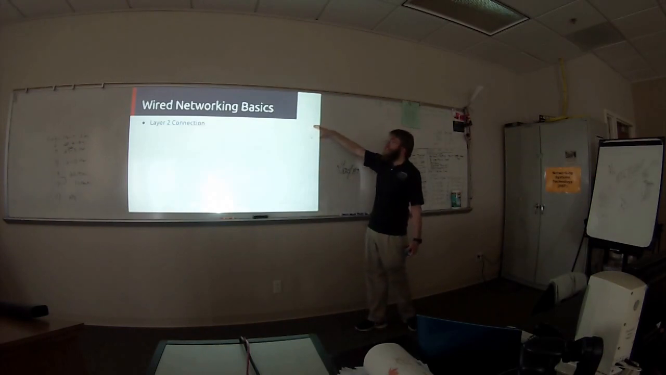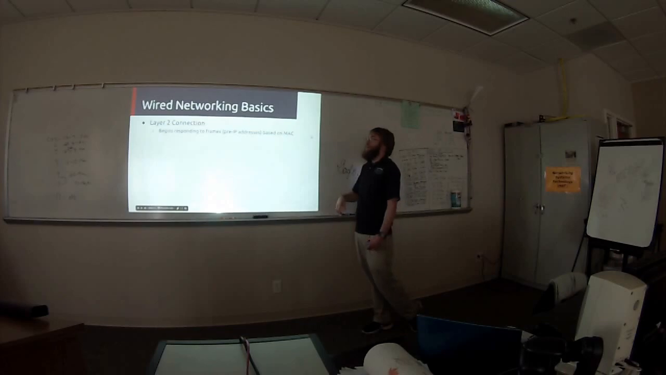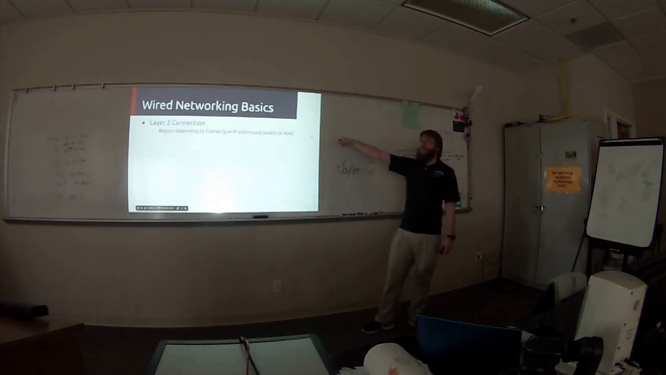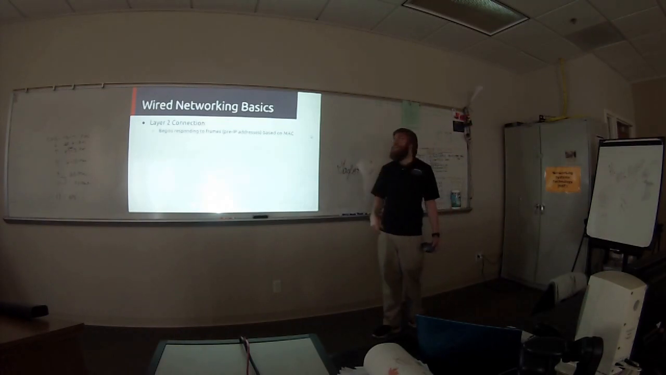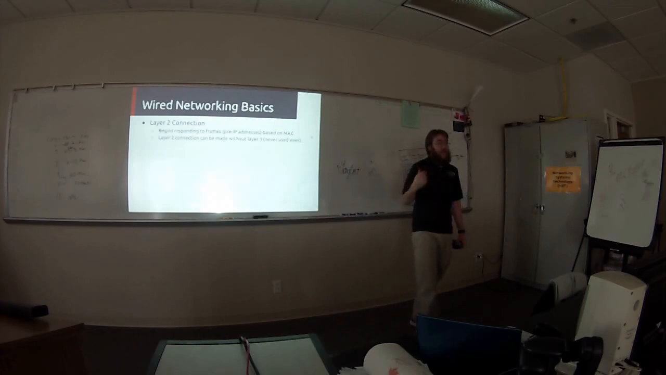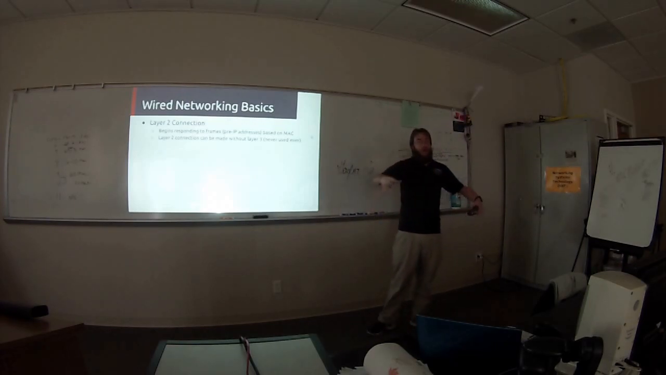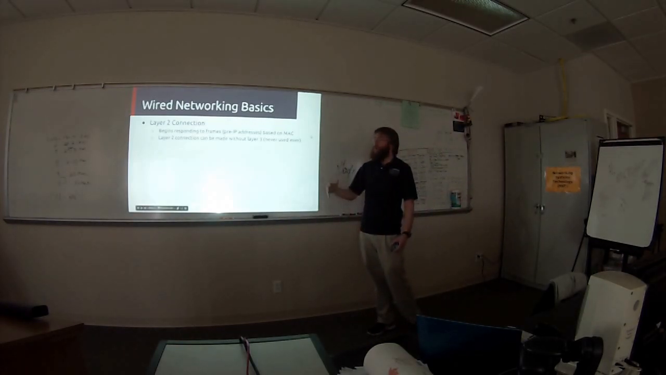Now, layer 2 connection. Before we even worry about IP addressing, what happens when we plug into an actual network? We begin responding to frames immediately. We don't have an IP address at all. We can still communicate on a layer 2 network. However, this is almost never used. We can technically communicate without an IP address on a local network only, just by using MAC addresses. But for any modern communications, we're going to need an IP address at some point.